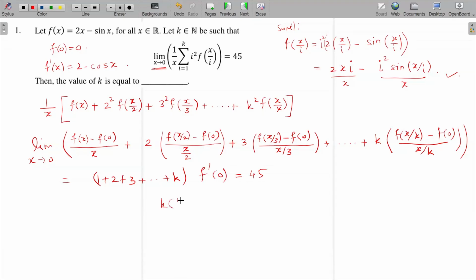So you get k into k plus 1 by 2 is equal to 45. So this tells me k equal to how much? 9 and minus 10. Out of which minus 10 is rejected because it's not a natural number. So 9 is the answer. Is everyone okay?